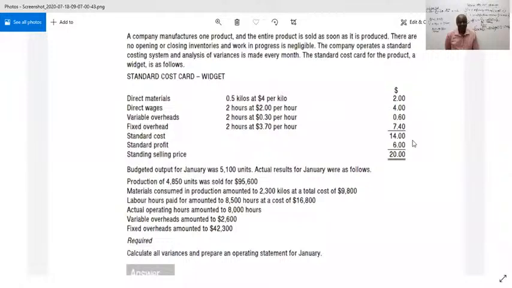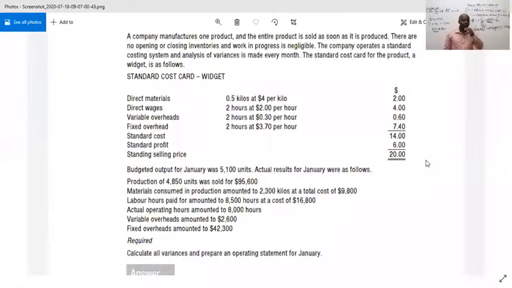Robert is asking, what about fixed overheads volume variance? Fine. We are not yet there. Remember, you are a cost accountant, a management accountant. In management accounting, how do you ascertain your costs? First of all, you start with materials. You go to labor. From there, you go to variable overheads. After you finish variable overheads, now we'll go to fixed overheads. And then for profitability, you do the sales.